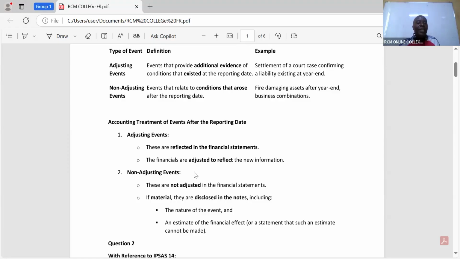Then non-adjusting events, these are not adjusted in the financial statements. If they are very, very material, like for example one of our offices being burnt down, then we have to disclose them in the notes. If they are material, we have to disclose them in the notes. Basically, what IAS 10 tells us is to state the nature of the event, and then give an estimate of the financial effect.